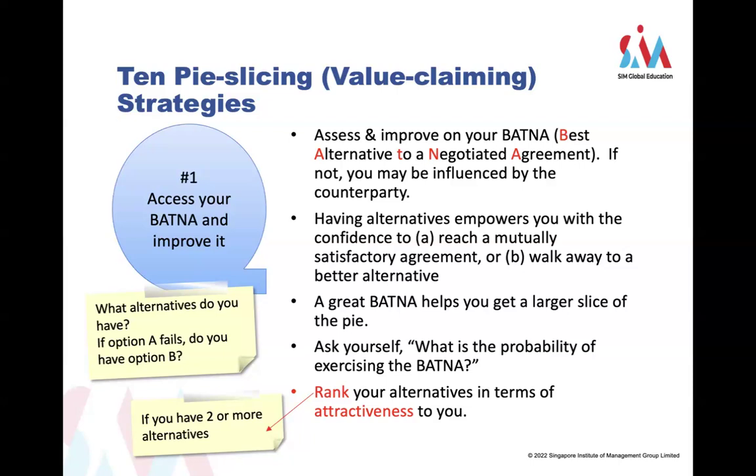Now, a great partner will also help you to get a larger slice of the pie. Ask yourself, what is the probability of me exercising my BATNA? And if you have several alternatives, several options, what you can do is to rank them in terms of attractiveness to you. So you have a plan B, a plan C, a plan D. Assess your BATNA and improve it. So basically, this strategy is telling us we must always have alternatives. If not, I will not be able to reach a satisfactory agreement, and it gives us the confidence to walk away knowing that we have other options.